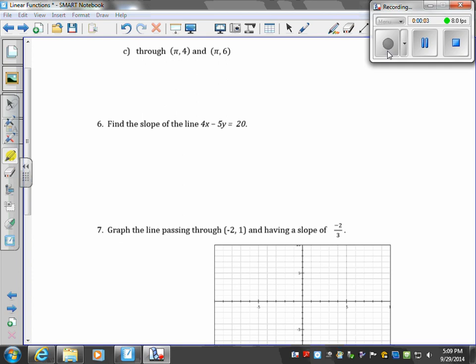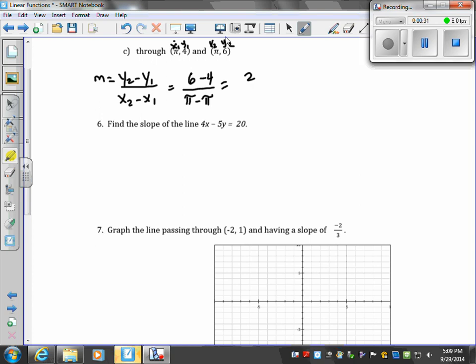Okay, we're still finding slope here, so let me write my formula. Slope is equal to y2 minus y1 over x2 minus x1. If you label these, I'm close to the edge, so x1, y1, x2, y2. y2 is going to be 6 minus y1, and then you just have pi minus pi on the bottom, which, anything subtract itself is 0, and this is going to be undefined slope.